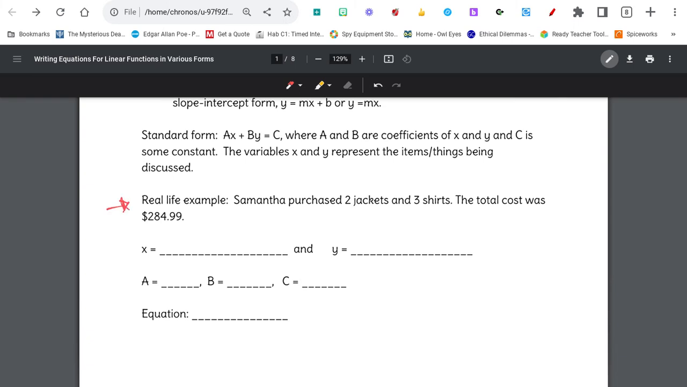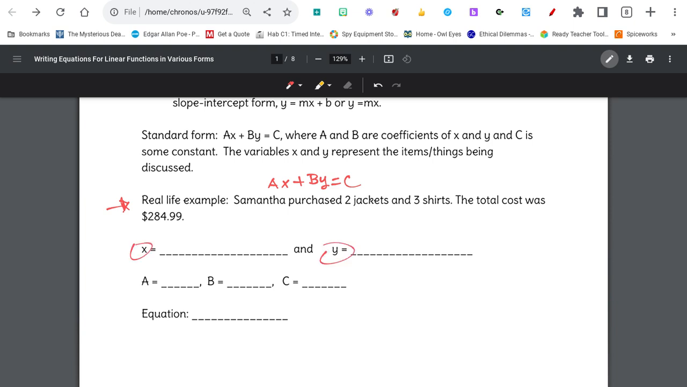All right, so let's take a look at this real life example. Samantha purchased 2 jackets and 3 shirts. The total cost was $284.99. So what you want to do is pick out what A actually means, what X means, what B means, what Y means, and what C means in standard form in regards to this real life example that I gave you.